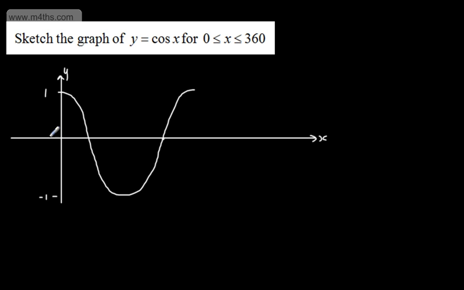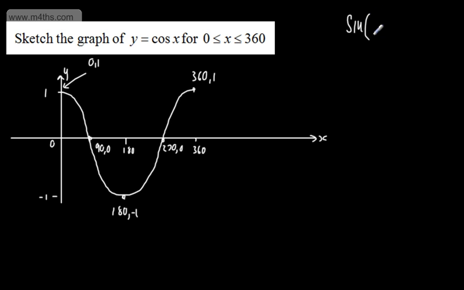So we have this point right here. This is going to be 0. So our first maximum is (0, 1). We then have our first 0, which is at (90, 0). We have 180, and this is our first minimum, or first positive minimum, (180, -1). We have another 0 at (270, 0), and then we have this point right here, which is 360, and that now gives us a maximum of (360, 1).